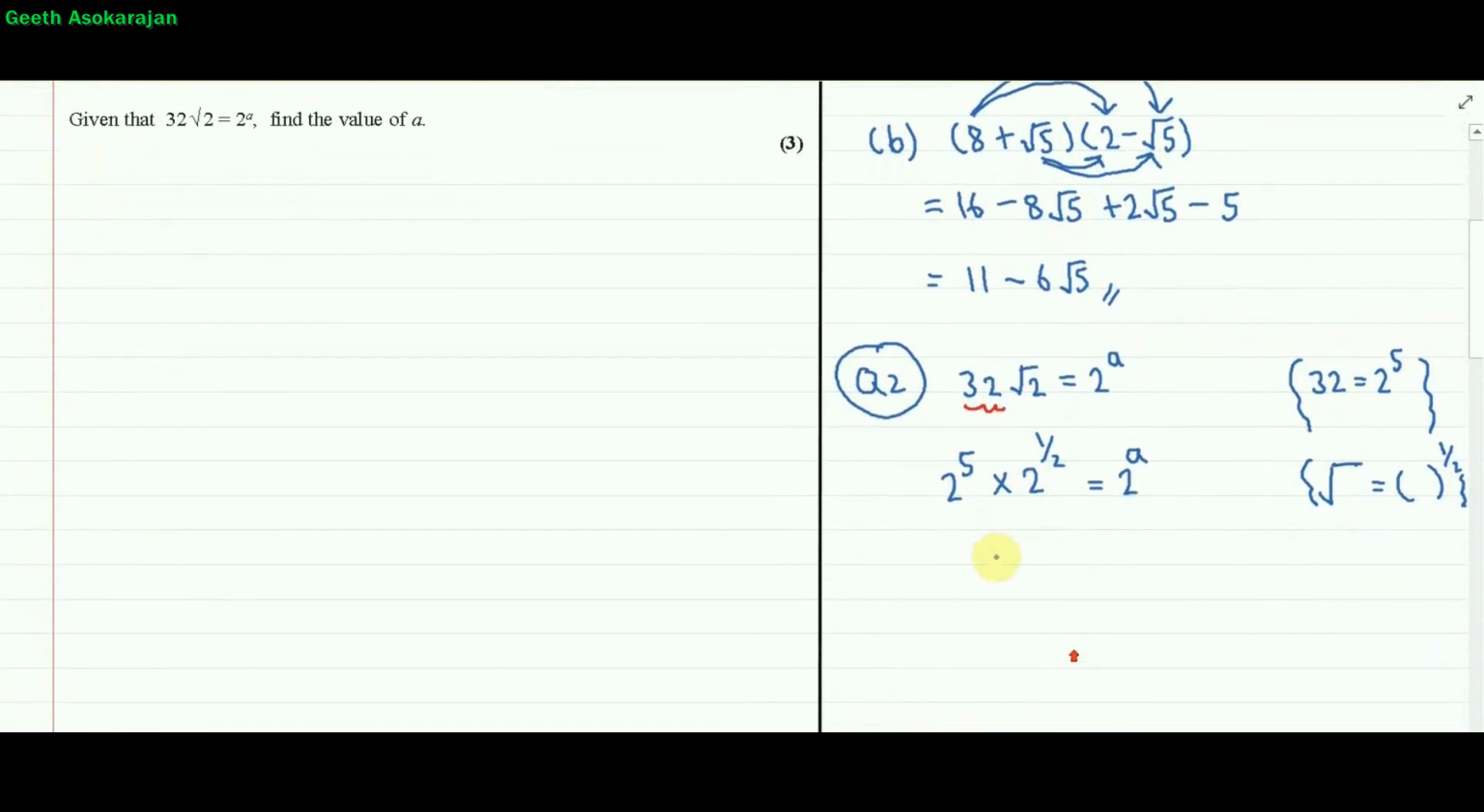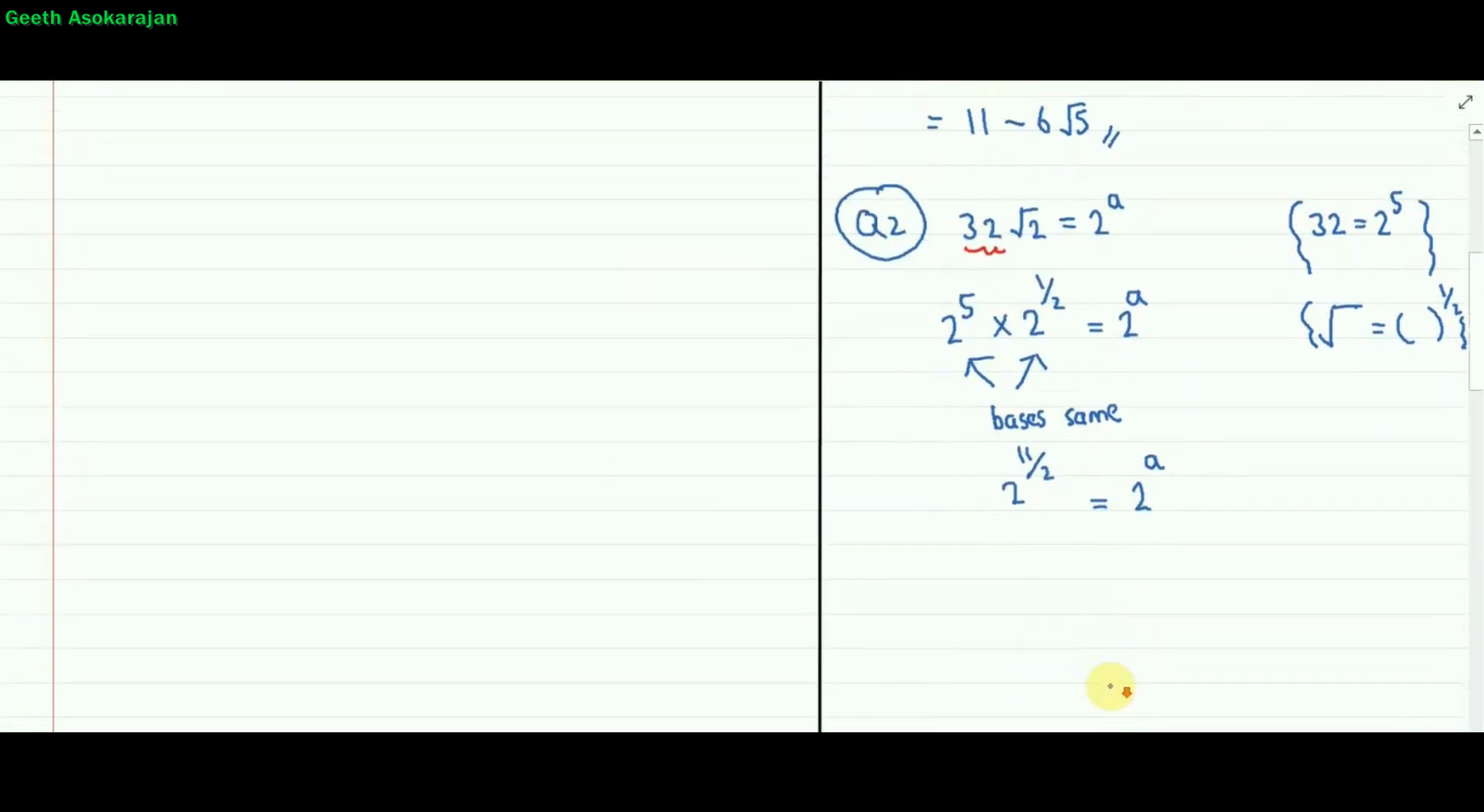Now if I scroll a little bit down, in indices, if we multiply two terms having the same base, we simply add the powers. Over here I have two terms of the same base, in this case the base is 2. So the bases are indeed the same as far as the left hand side is concerned, so we can add the powers to give us 2 to the power 5 plus a half, so 5 plus a half is 11 over 2, and that is equal to 2 to the a on the right hand side.